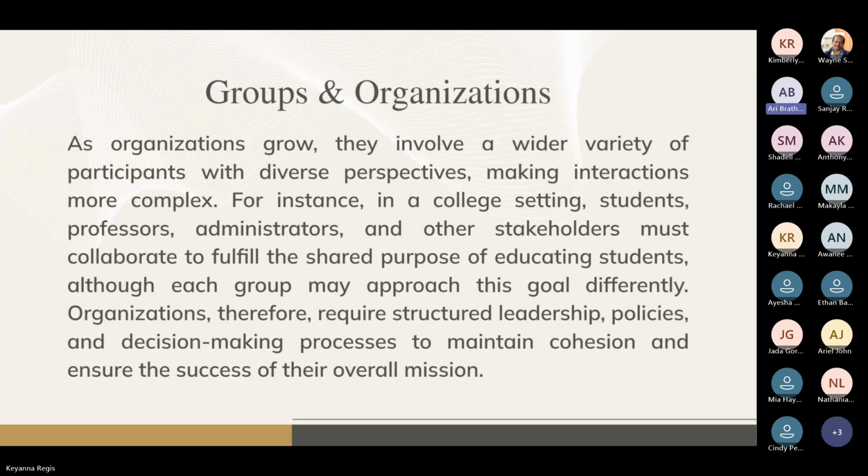As organizations grow, they involve a wider variety of participants with diverse perspectives, making interactions more complex. For instance, in a college setting, students, professors, administrators, and other stakeholders must collaborate to fulfill the shared purpose of educating students, although each group may approach this goal differently. Organizations, therefore, require structured leadership, policies, and decision-making processes to maintain cohesion and ensure the success of their overall mission.